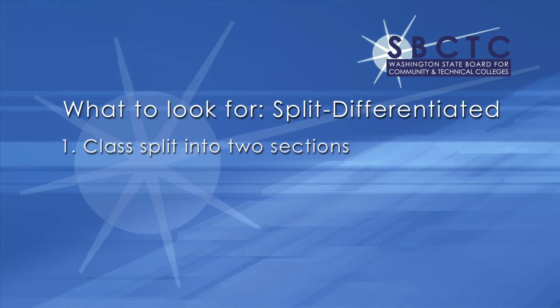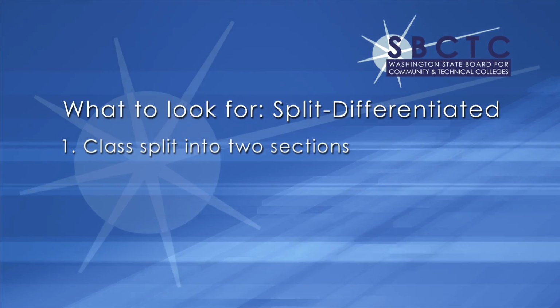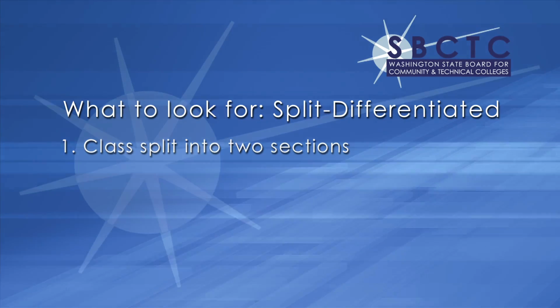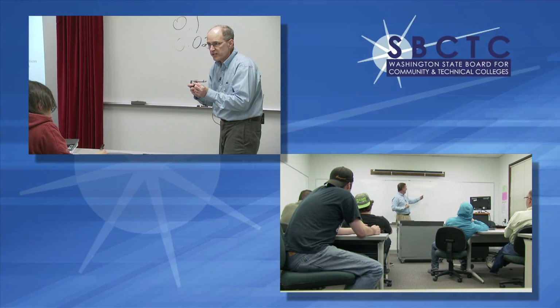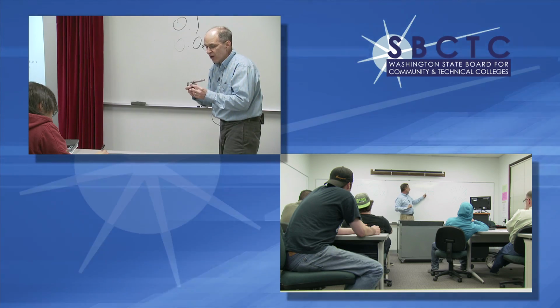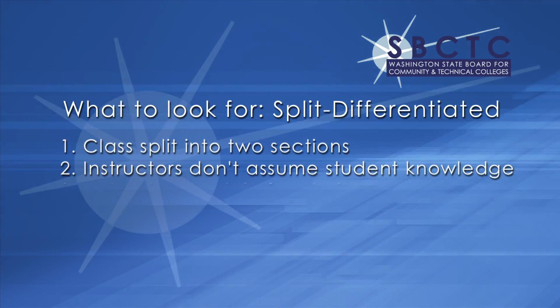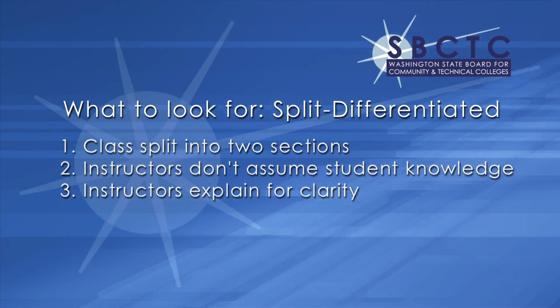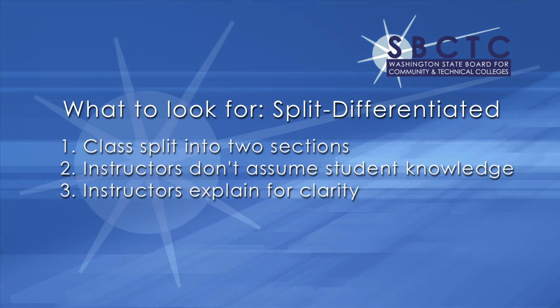In the split differentiated class model, the class is divided into 2 smaller groups by learning speeds, ability level, or experience, and this can be done in one classroom or 2 separate classrooms. Instructors don't assume student knowledge or experience, and instructors explain for clarity with both groups.